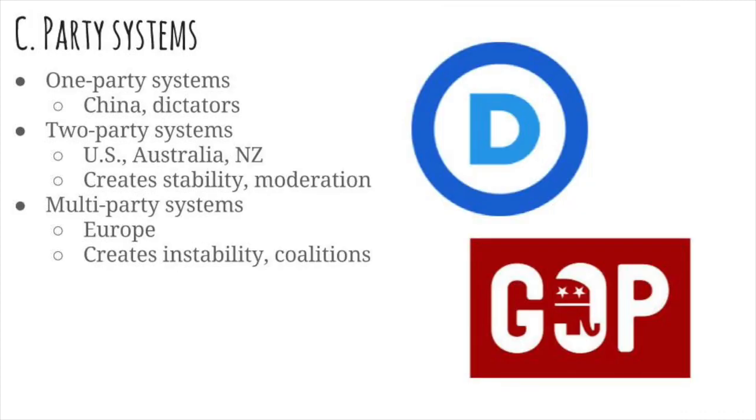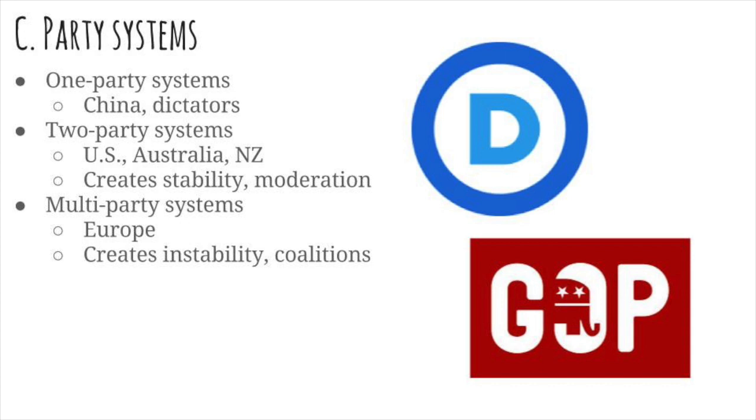Now we'll move on to the topic of what are known as party systems, which is essentially saying how many political parties your country normally has. So there are obviously countries that have one-party systems, like for example China, where the only legally permitted party is the Chinese Communist Party. Those tend to lead to considerable amounts of stability, but also dictatorships and lack of human rights.